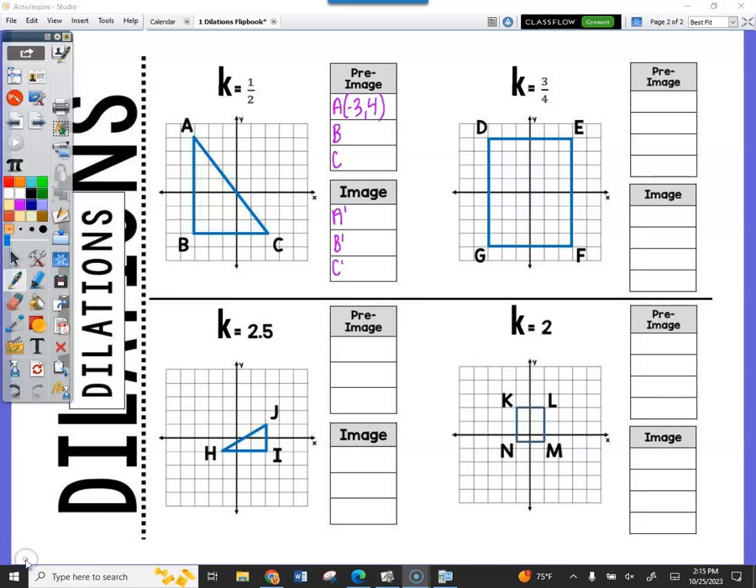Well, Easton. So you're filling in A, B, and C in this picture.